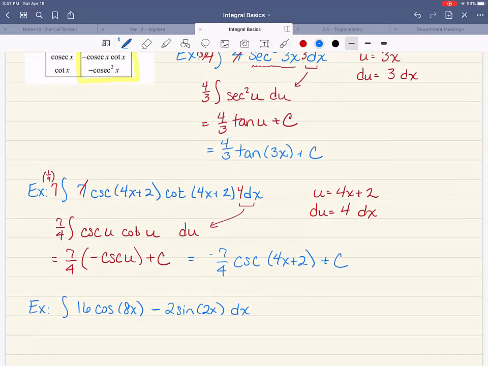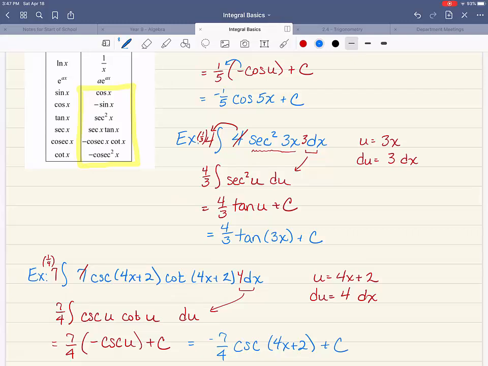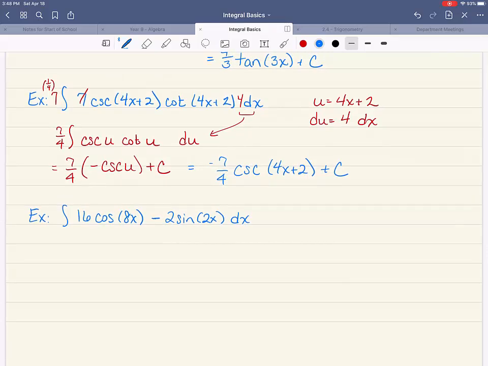Now I'm going to scroll my paper up here, and I want to point out that all of the trig functions here are either a single trig function or they're two trig functions that are multiplied. Nothing is added or subtracted. So when given a problem like this, you are going to break this into two separate problems. So you're going to basically do 16 cosine of 8x dx minus 2 sine 2x dx. You're going to do each one individually.